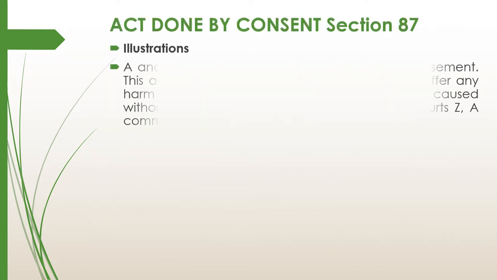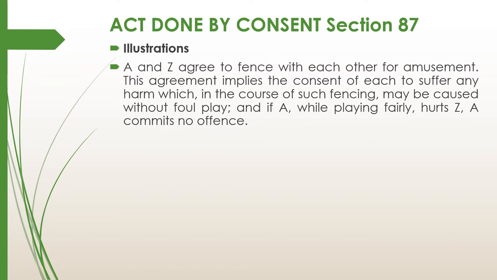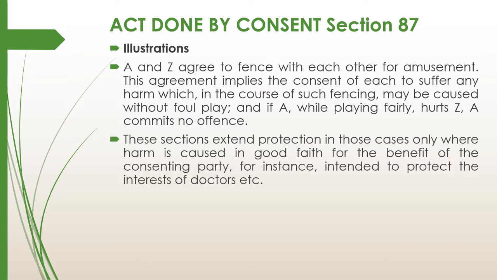For example, A and Z agree to fence with each other for amusement. This agreement implies the consent of each to suffer any harm which in the course of such fencing may be caused without foul play, and if A, while playing fairly, hurts Z, A commits no offense. This section extends protection in those cases only where harm is caused in good faith and for the benefit of the consenting party, for instance, intended to protect the interest of a doctor, etc.